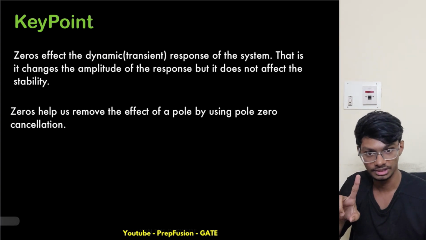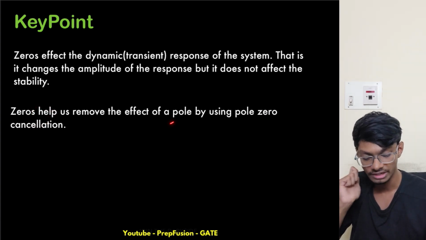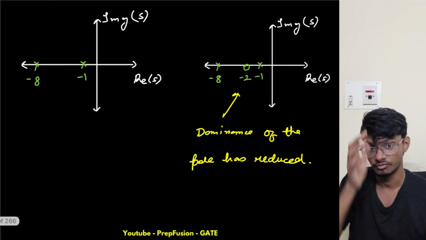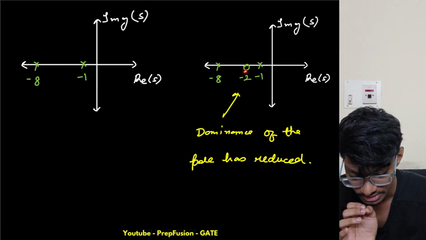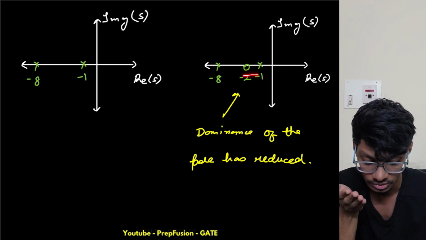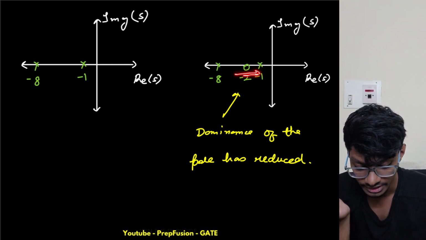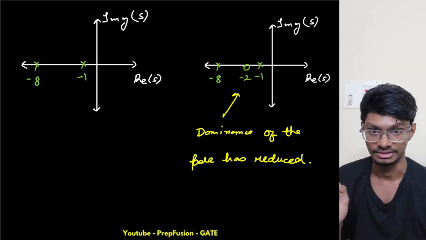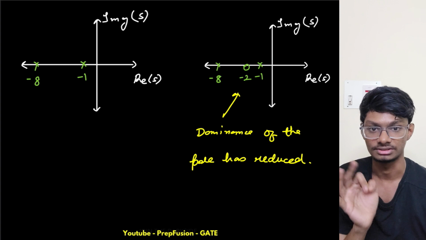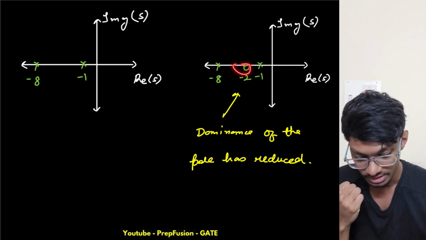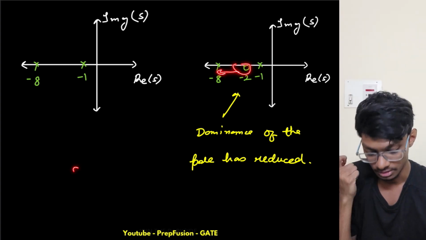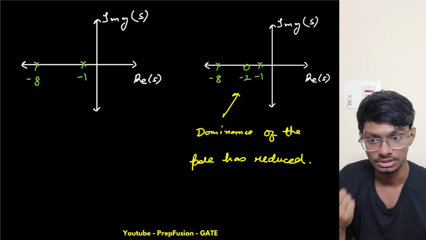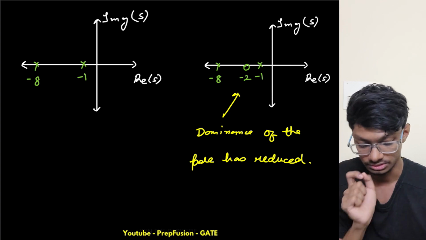Also, what do zeros help us with? Zeros help us to remove the effect of a pole by using pole zero cancellation. So what does this mean? If I make this 0 get closer to this -1, and if I absolutely get this 0 to -1, what will happen? The effect of this pole will be completely vanished. If I place this 0 near to this -8, I will have s plus 8 at the top and s plus 8 at the bottom. That will get cancelled. So that is basically what a 0 does.